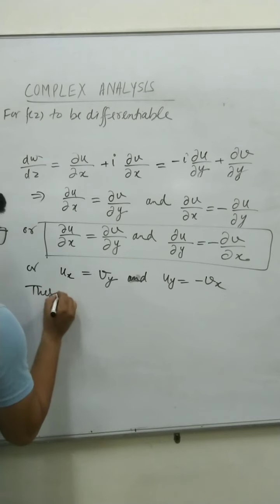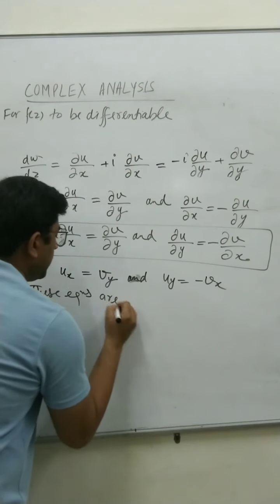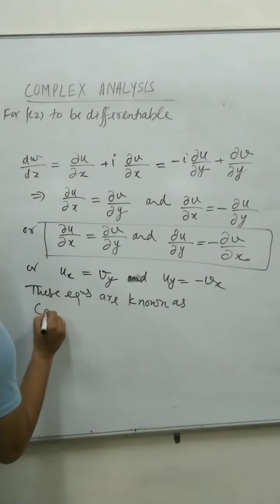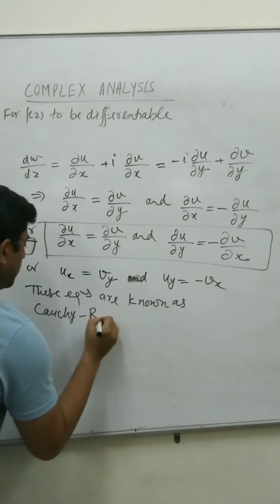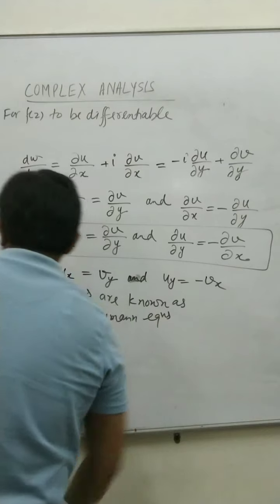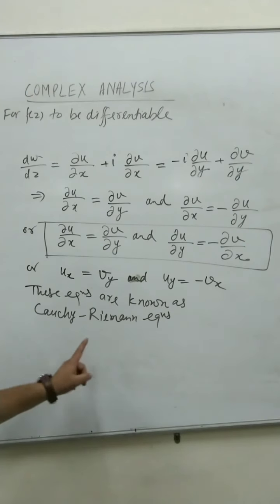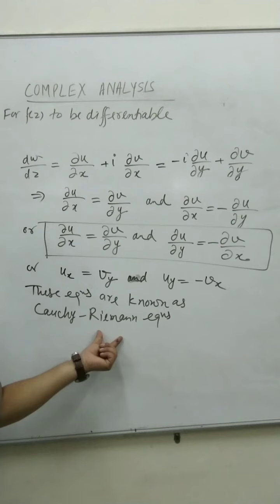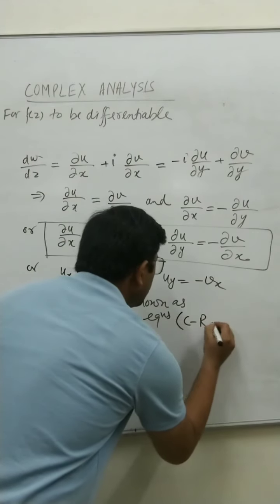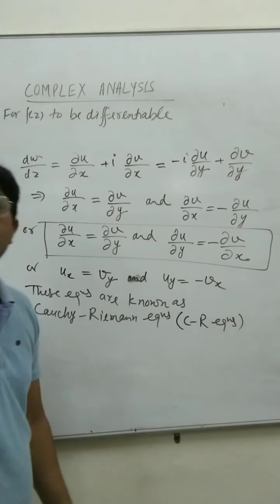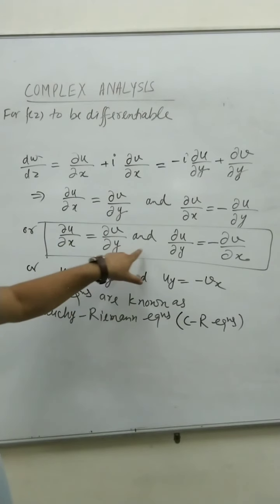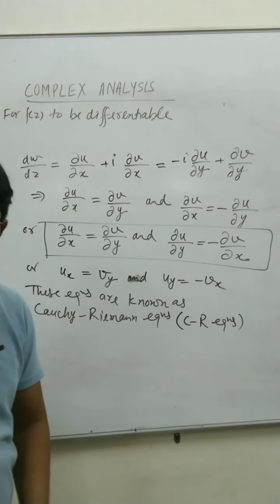These equations are known as Cauchy-Riemann equations. Cauchy and Riemann are the names of mathematicians. These equations are known as Cauchy-Riemann equations, or in short we write CR equations. So these are the two conditions, del u upon del x equal to del v upon del y and del u upon del y equal to minus del v upon del x.